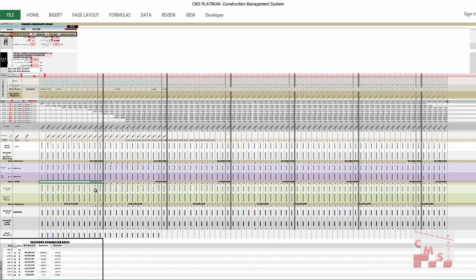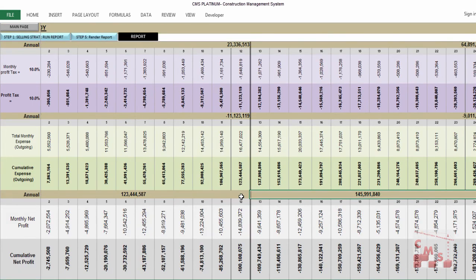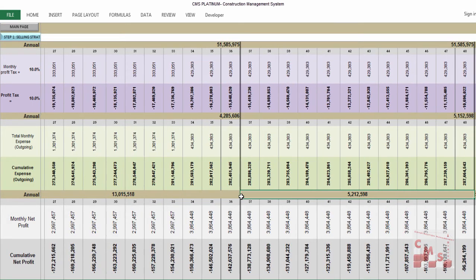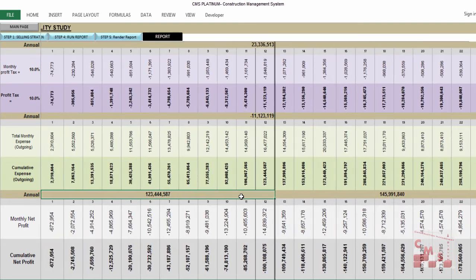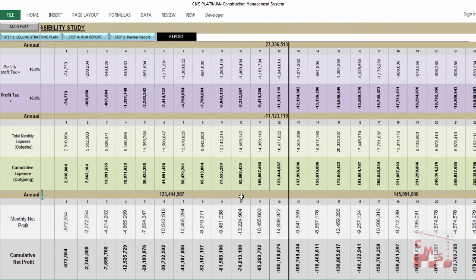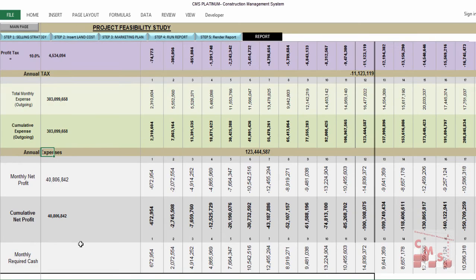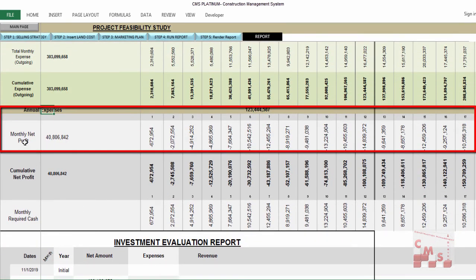So each year you will have the annual revenue and of course annual expenses each year. CMS already calculates everything. You will not do any effort for this. And that's the cumulative net profit.